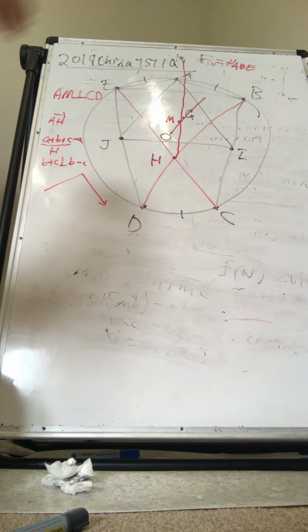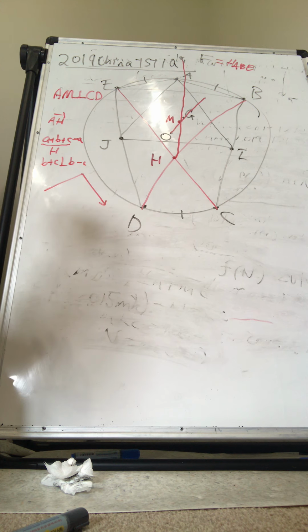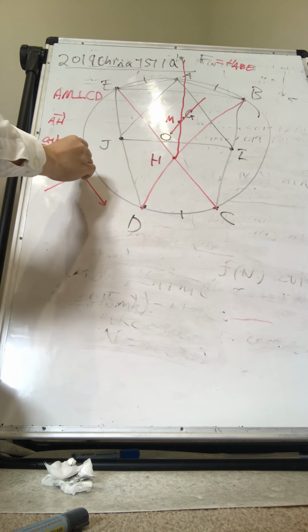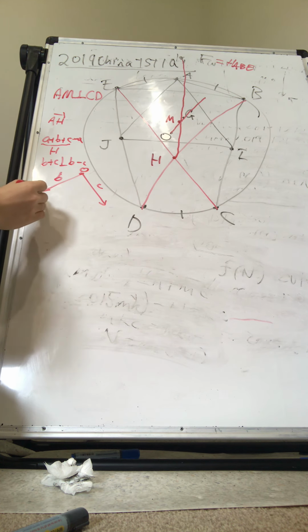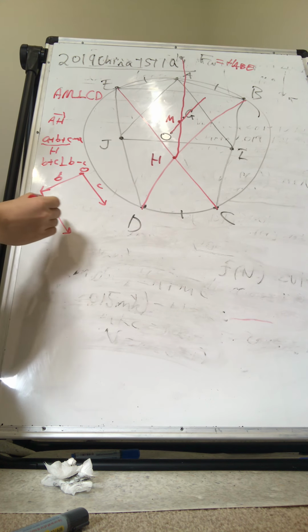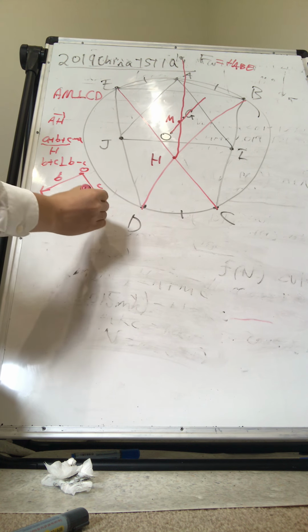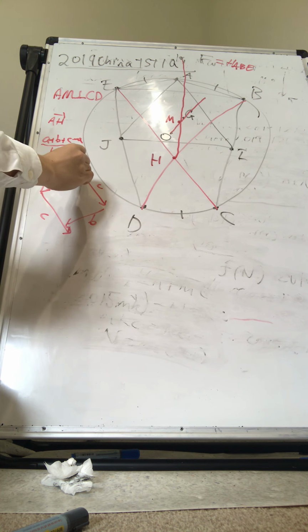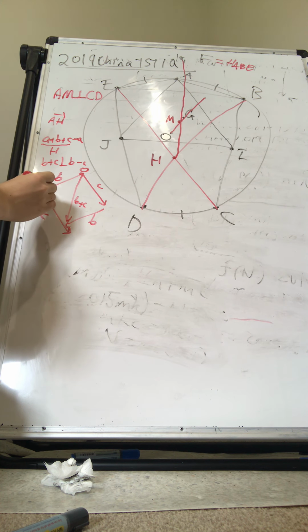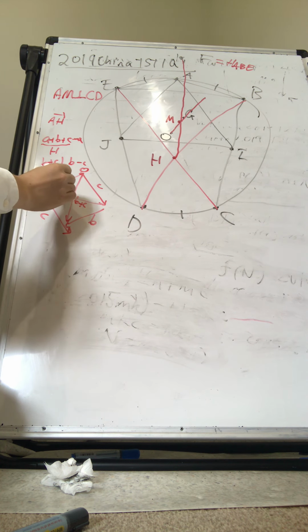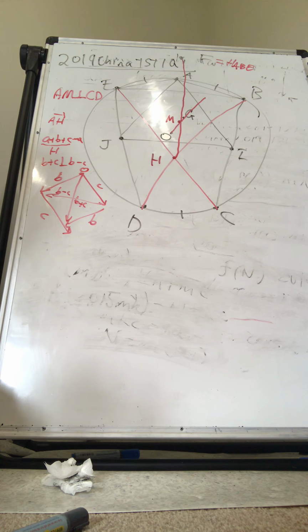Because that's what BC is. So if you have 0, this is B, this is C, and this is also C, this is also B. So this is B plus C. And which one's B minus C? B minus C is head minus tail. It shouldn't matter which way the arrow goes. Vectors are direction, so it doesn't matter which way it goes.